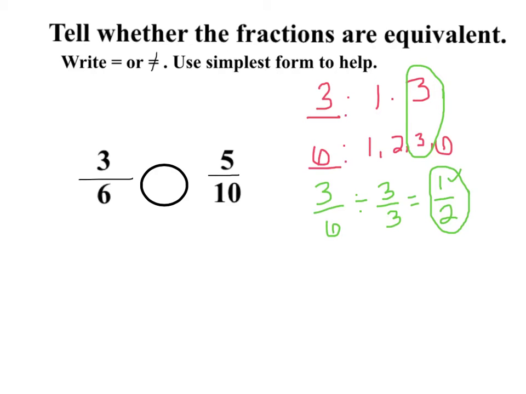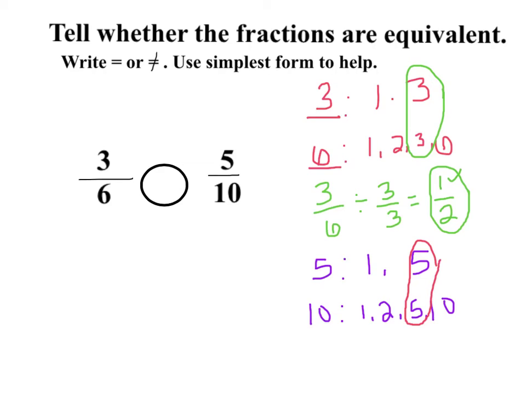So now I need to see if 5/10 is in simplest form. So I'm going to list my factors of 5. And my factors of 5 are 1 and 5. That's it. It's a prime number. And now I need to list my factors of 10. We have 1 and 10, and 2 and 5. So now I need to find the greatest common factor. Well, I can see that 5 is the biggest factor that they have in common.